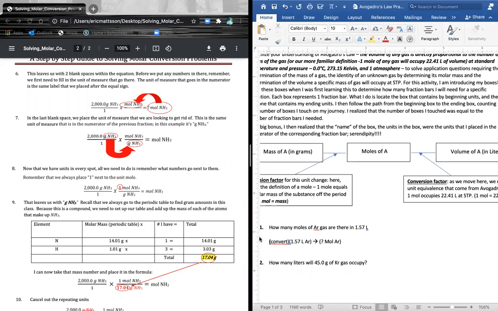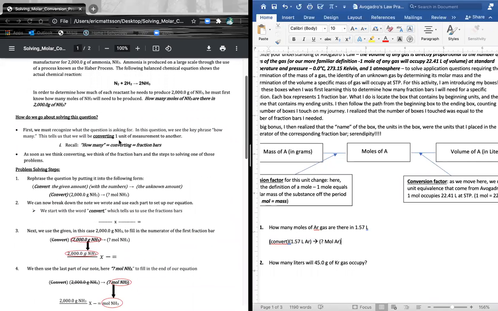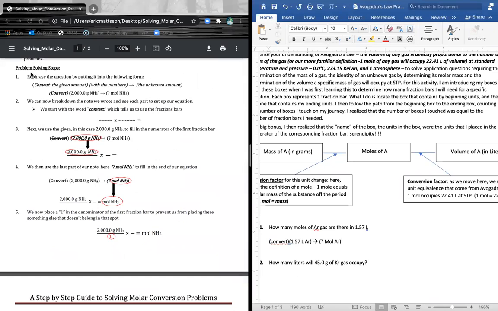So I go ahead and I still do step 1, right? Step 1 says to rewrite my sentence. So I rewrite my sentence. Next thing I would do is start to put fraction bars down. But like I said, as they become more difficult, you may end up having to start adding more conversion factors. So instead of 2 fraction bars, you might need 3 or 4 or 5 or 6.